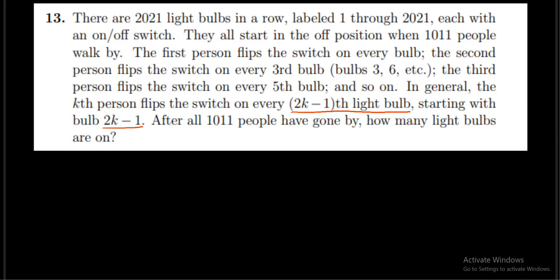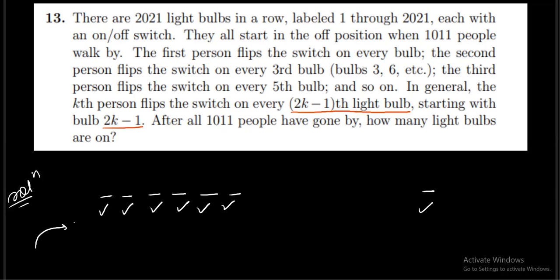So, what is the question? First of all, we'll have to understand what they are trying to say. They are saying that there are a total of 2021 bulbs in a row, with 2021 switches, each with an on and off switch. They all start in the off position. That means all the switches of the light bulbs are in the off position. Now, the very first person will enter and he's going to switch on all the bulbs. Whatever bulbs there are, he switched all of them on.